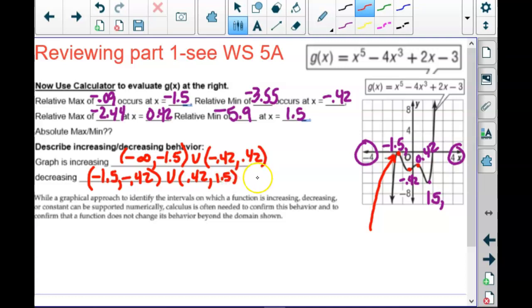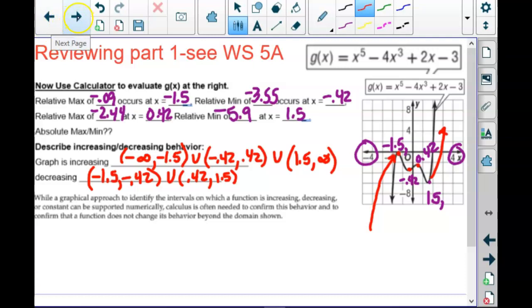And finally, yeah, there's another increasing piece from 1.5 to infinity. Okay. I do hereby solemnly swear that I will not give you one with that many intervals on the quiz, okay? Too much, too much.